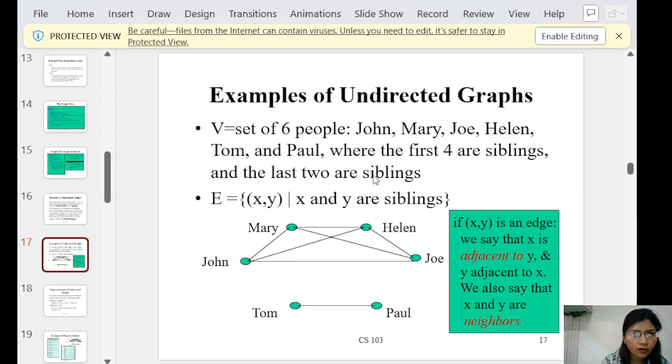This is an example of an undirected graph. Capital V is the set of 6 people: John, Mary, Joy, Helen, Tom and Paul, where the first 4 are siblings and the last 2 are siblings. E equals the pairs (x, y) where x and y are siblings.